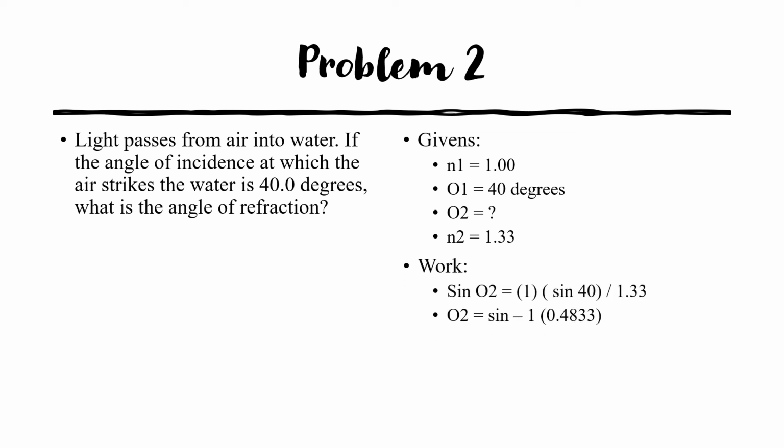So here is where it starts getting a little bit tricky. What I did here was move the second index of refraction from one side to the other. So this will be the resulting formula that we have. It will be 1 times the sine of 40 divided by 1.33. So the result of this will be 0.4833.